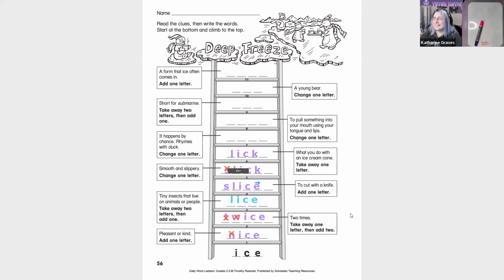Awesome. Yes. All right. It happens by chance. And it rhymes with duck. Luck. Yes. Awesome. Good job. To pull something into your mouth using your tongue and lips, change one letter.